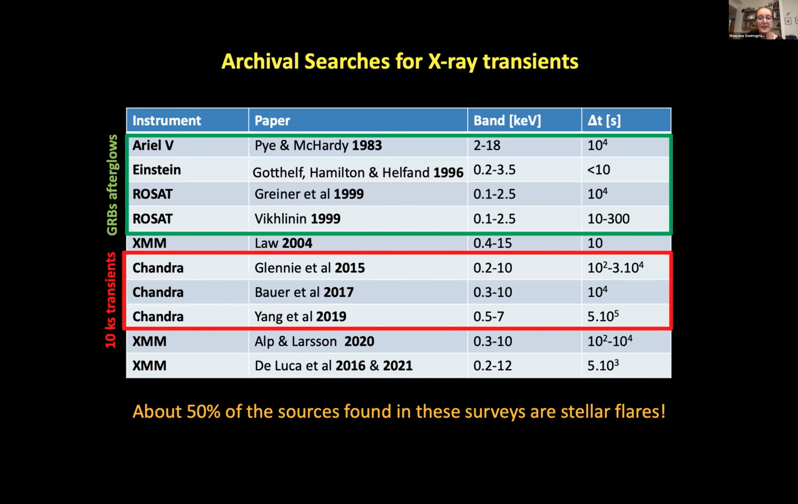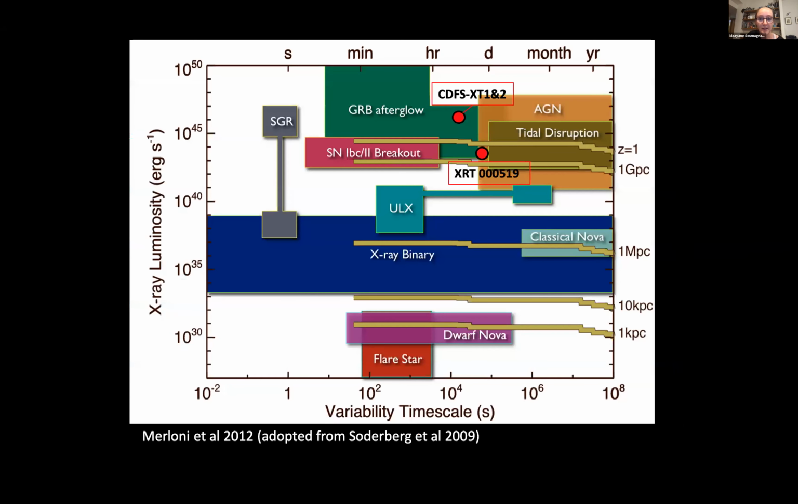So this later work shown here in red, which to my knowledge are all the archival blind searches making use of Chandra data, were motivated by the possibility to find additional instances of these few kiloseconds events. And they are shown here as red dots, two of these events.